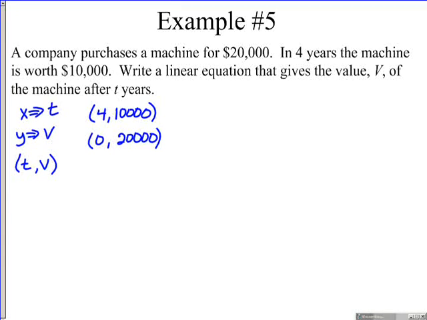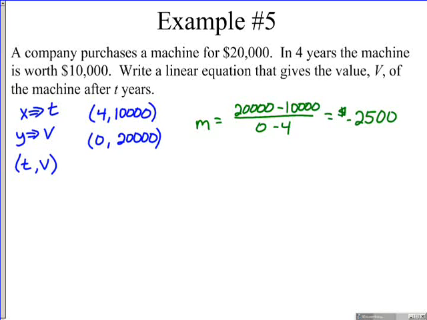No matter what form we use, we always need to know the slope of a line. So let's go ahead and find the slope. Difference in Y's over difference in X's. Plug that in to your calculator. Simplify, we get negative $2,500. Why is that slope negative? Because the value of the machine is decreasing each year. So now I know the slope.